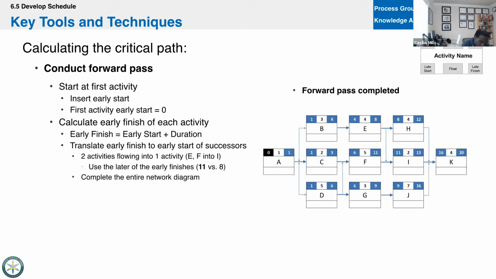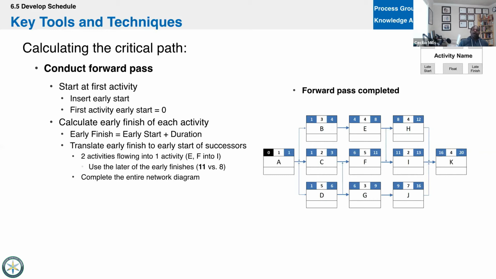Activity K, all 3 are predecessors. Therefore, we have to take the largest number, which is J, and that's 16. So we put the 16 there. 16 plus 4 is 20. Now we have all the top numbers.